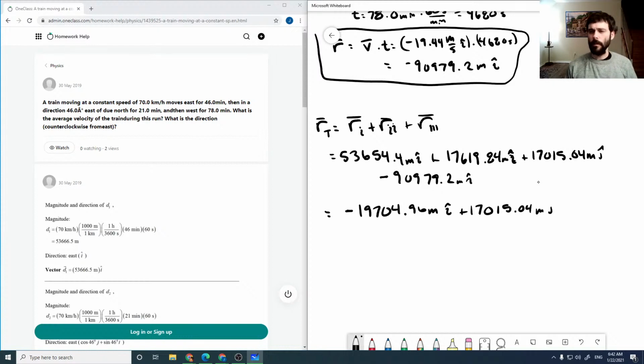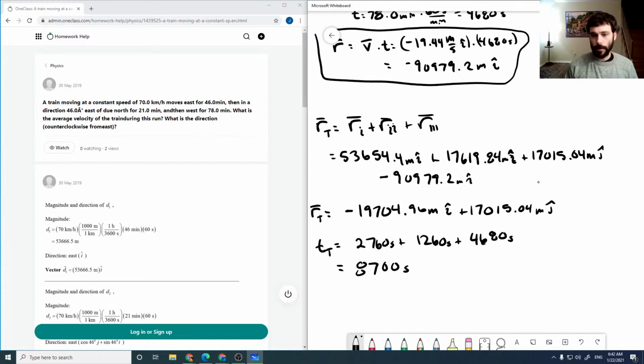All right. Okay, so that's my total displacement. And so my velocity is going to be my displacement over my total time. My total time is just the sum of all my times. So we had 2760 seconds plus 1260 seconds plus 4680 seconds. And so this, when you sum them all up, comes to 8700 seconds.